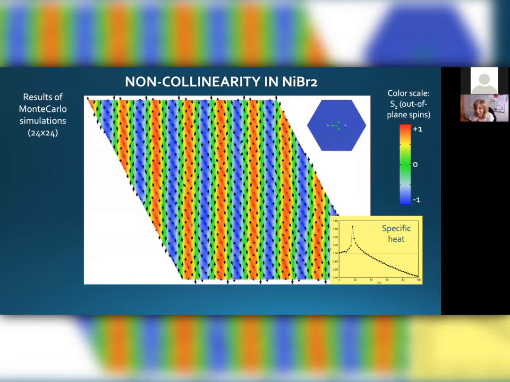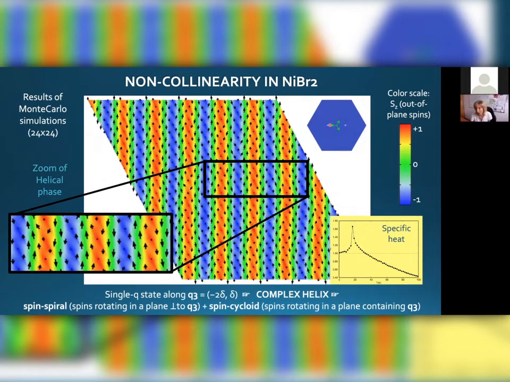Okay, so if I now do Monte Carlo simulation for nickel bromide, what do I see? I expect frustration, right? Because I have a strong J3 over J1, so I expect a complex system, which is what I see here. This is the specific heat. I see a transition, at rather low temperature. If I do the structure factor, I see 2 peaks, which tells me that I have a spin helix here, which is what I expect, because I have J3 over J1. I know that it gives a spiral. Actually, here it's a quite complex helix, a combination of spin spiral and spin cycloid.